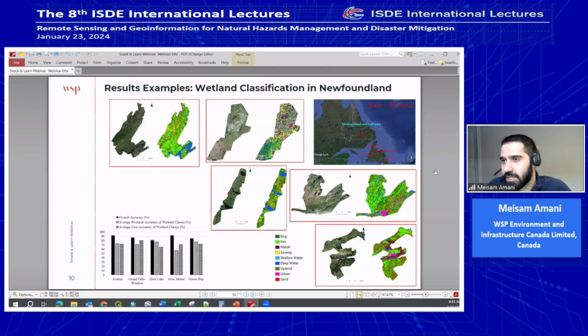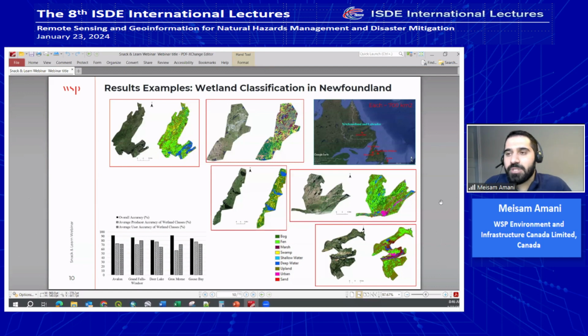So the first one is wetland mapping in Newfoundland. I worked on this project during my PhD, so we picked 5 study areas in Newfoundland and Labrador. Each was about 700 square kilometers. Over 3 years of my PhD, I developed, I believe, 5 different AI models for wetland mapping at these sites, and these are the levels of accuracy. So the overall accuracy, as you see, is between 80 and 90. Producer and user accuracy for individual classes can be around 70% up to 80%.